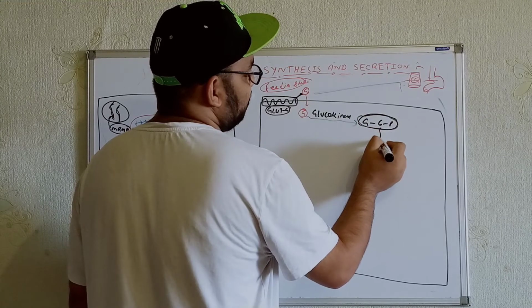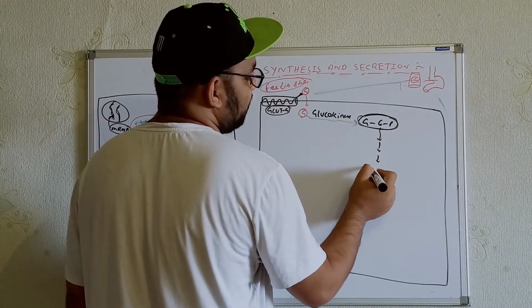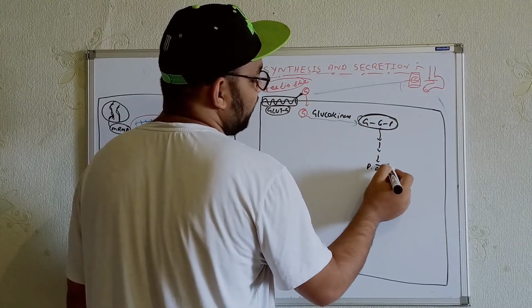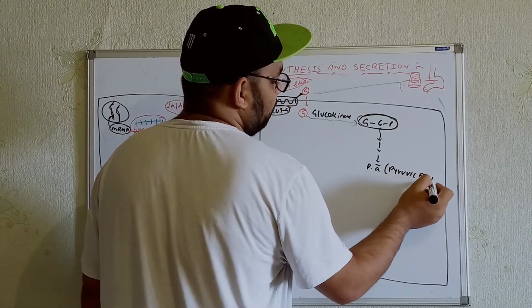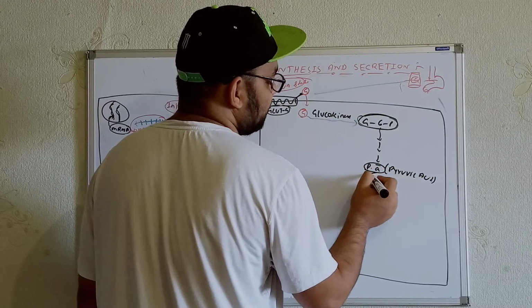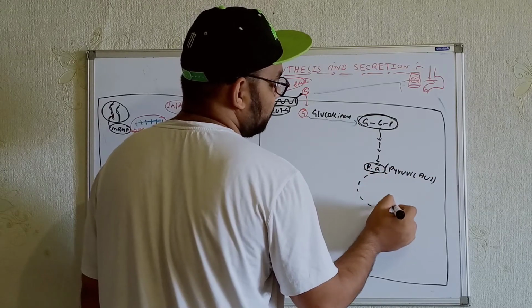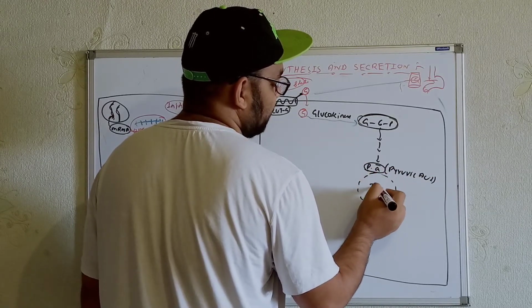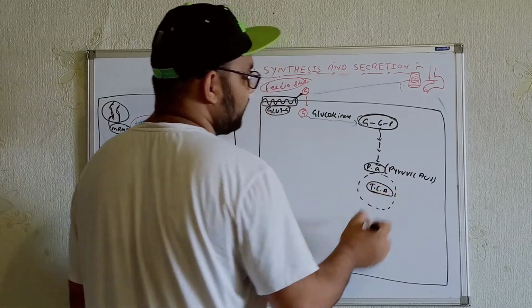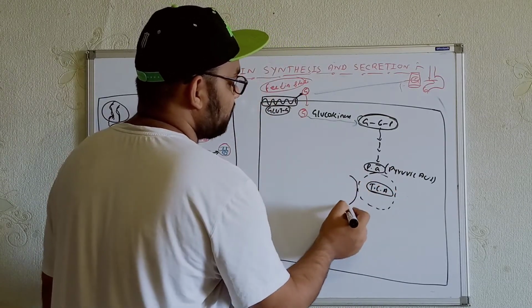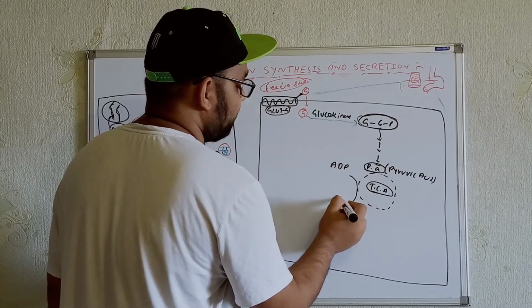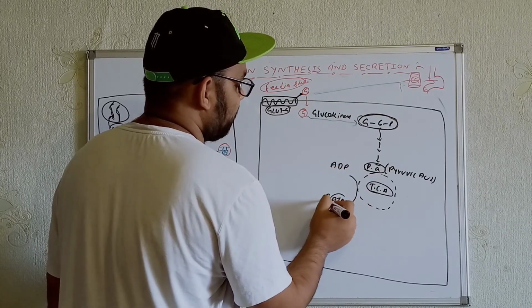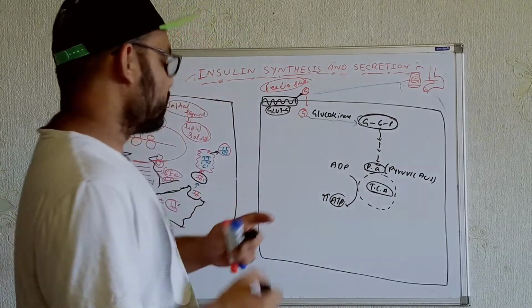Then we get the further stages. The glycolysis will ultimately produce pyruvic acid. After that, this will go into the TCA cycle, where the ADP will get converted into ATP. The amount of ATP will be more whenever the glucose is coming.